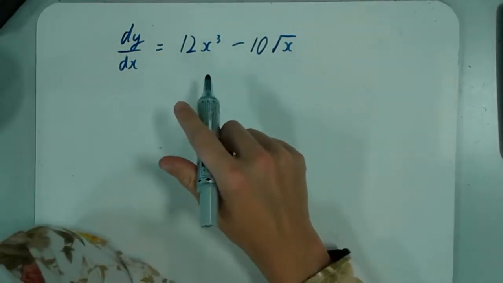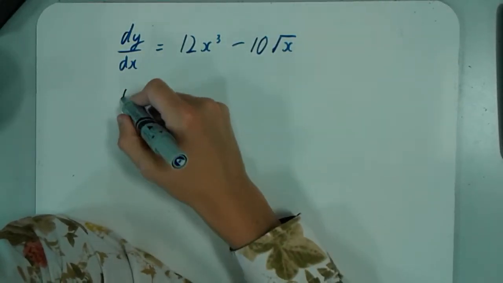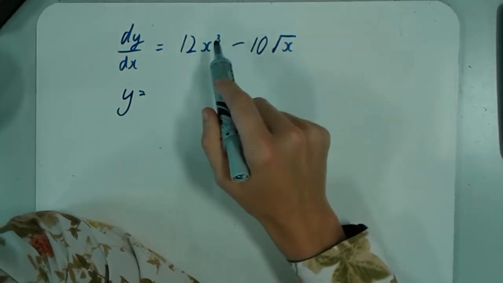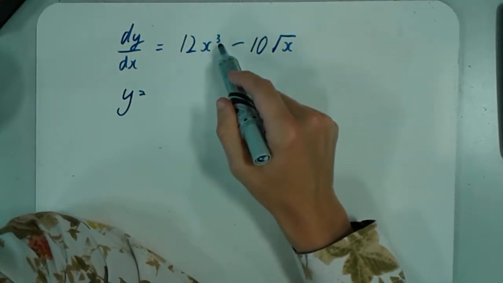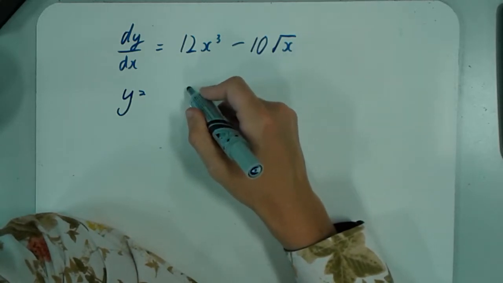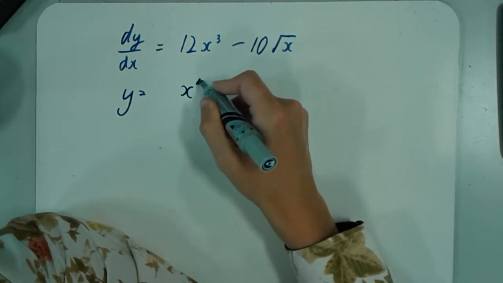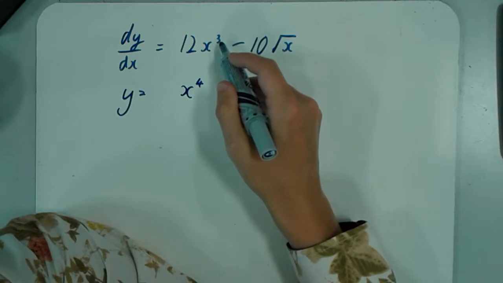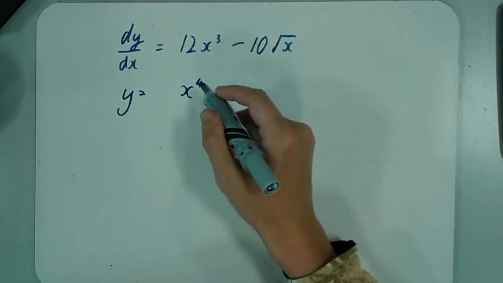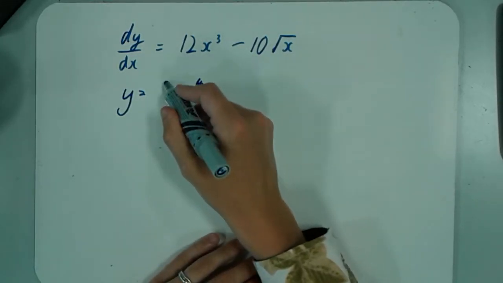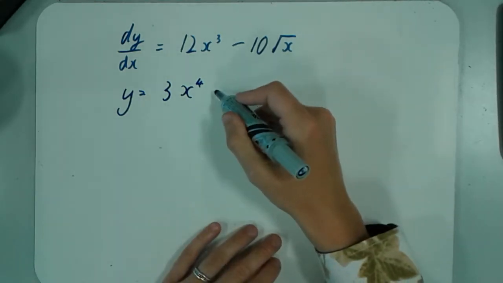Well, we can approach this and think, how did we arrive at this? We know that we would have done multiply by the power, reduce the power by 1. So if we run that process in reverse, first of all we need to increase the power by 1 and then divide by that new power. So 12 divided by 4 will give us 3.